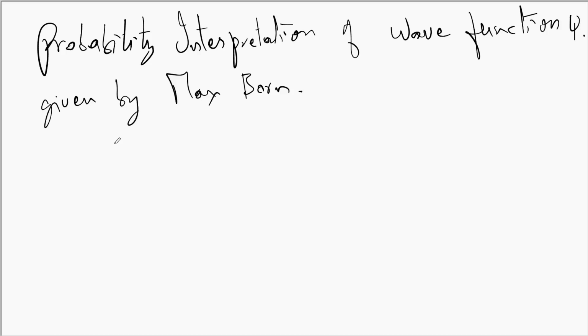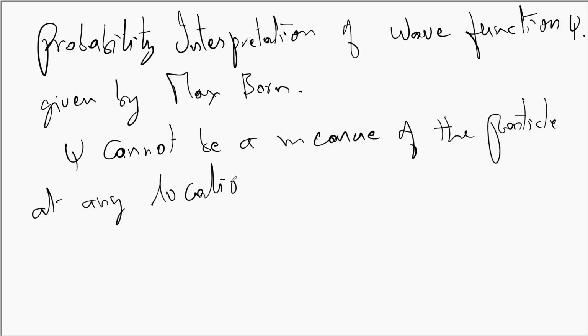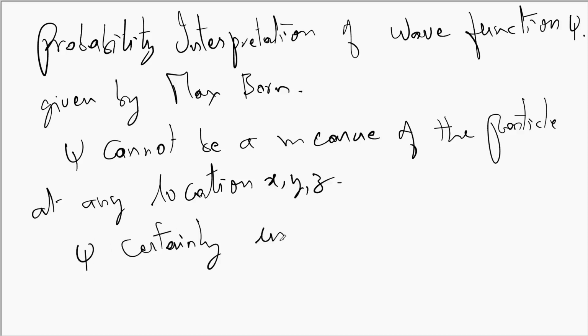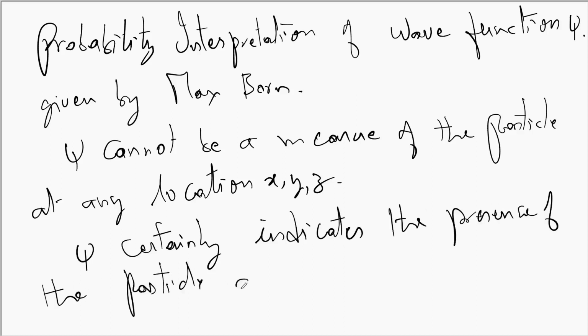According to Heisenberg uncertainty principle, we can only know the probable value in a measurement. Therefore, the probability cannot be negative. Hence, psi cannot be a measure of the presence of the particle at any location x, y, z. But it certainly indicates in some way the presence of the particle around that particular location. However, psi certainly indicates the presence of the particle around x, y, z at any given instance of time t.